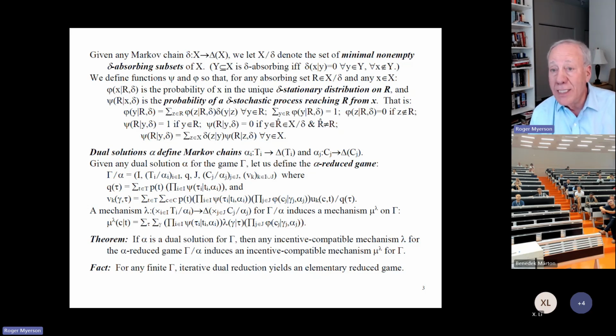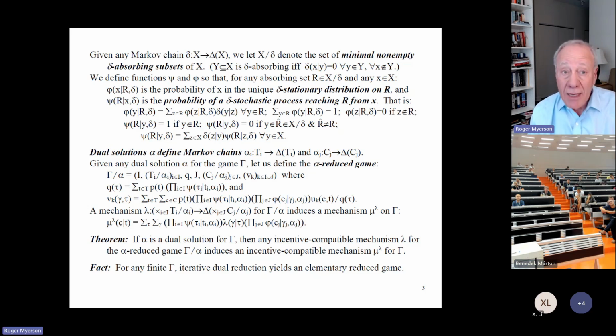So I'm going to define psi and phi so that for any minimal absorbing set R in X divided by delta, and x any point in X, I'm going to define phi of x given R delta, that's the probability of x in the unique delta stationary distribution on R. You should know that on each of these minimal absorbing sets, there's a unique stationary distribution.